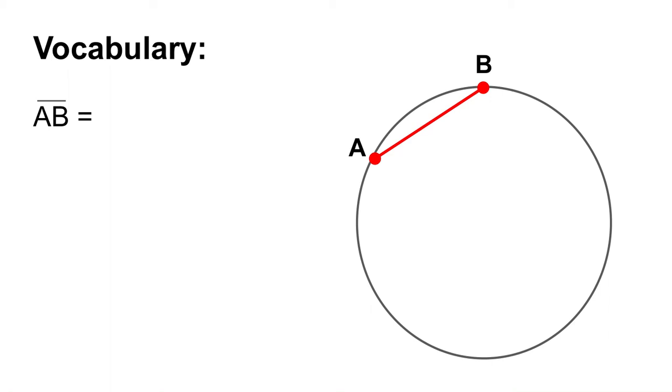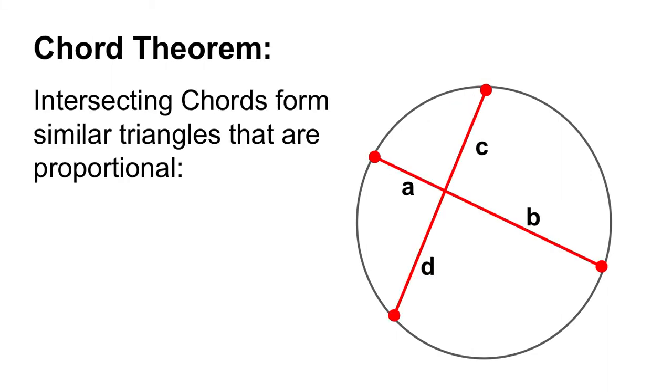Hello, in this video we are going to talk about the chord segment theorem. So first of all, let's talk about what a chord is. This is a picture of a chord. A chord is a line segment that goes through a circle and it has endpoints on the edges of a circle. It does not necessarily have to go through the center of a circle.